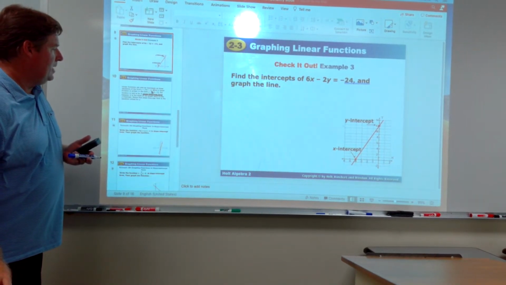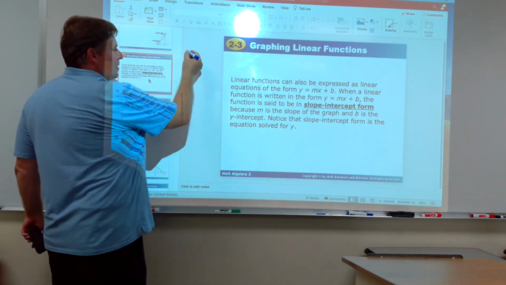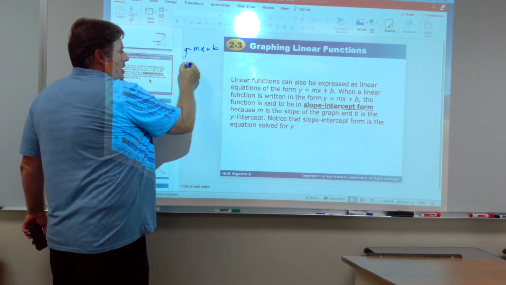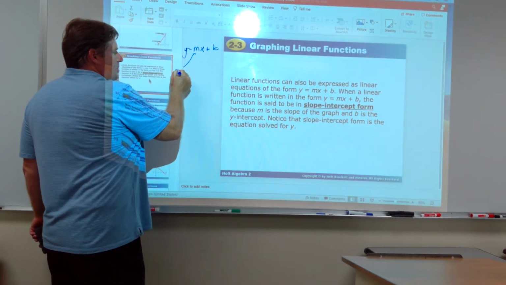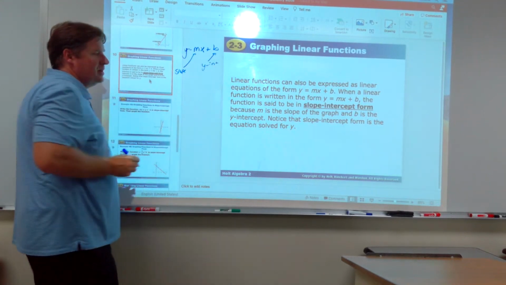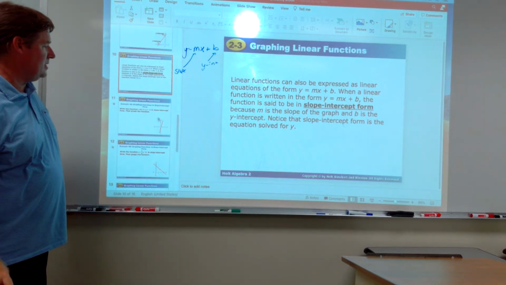All right. The other thing that we have here is slope-intercept form. And that's kind of a big one here. We're going to go y equals mx plus b. M, the number in front of the x, is going to be the slope, and the number by itself is going to be the y-intercept. So if we know those two things, we can come up with the graph fairly easily.